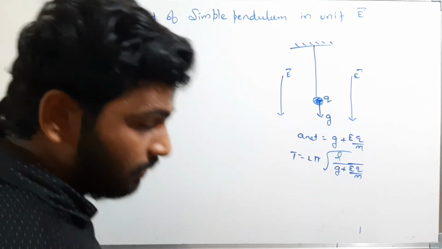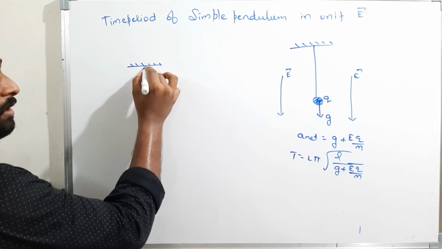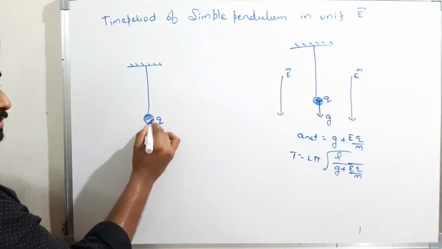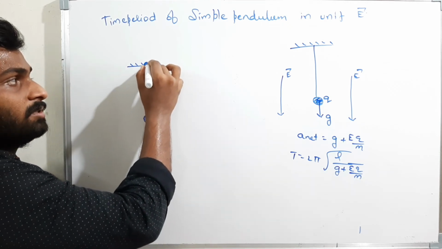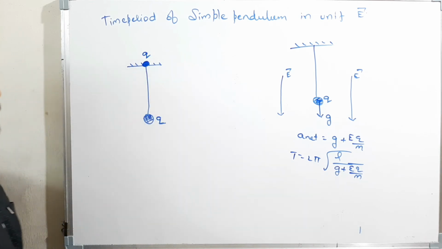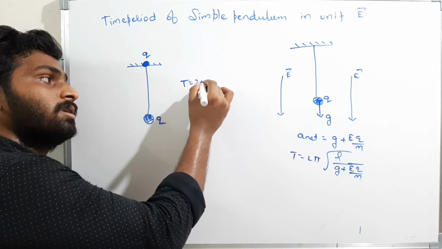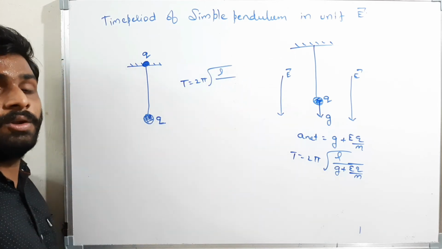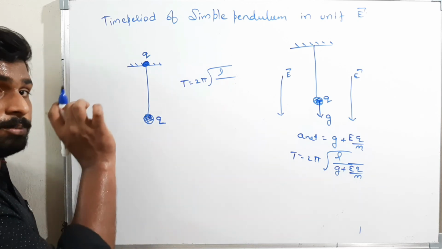Okay, now if by chance I place the charges like this along the suspension, if this is the simple pendulum, this bob is having some charge Q, and at the point of suspension, that means here, now I place one more charge Q. Now tell me, the time period is 2 pi root of L by, what is this value? Will the time period change or not? Observe carefully.